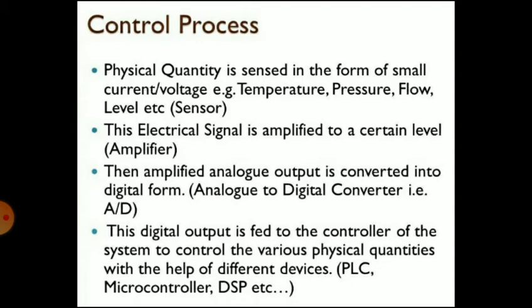This electrical signal is amplified to a certain level by an amplifier. Then the amplified analog output is converted into digital form. That is done with the help of an analog to digital converter, that is A to D converter. This digital output is fed to the controller of the system to control the various physical quantities with the help of different devices. These devices are PLC, that is programmable logic controller, then microcontrollers, DSP, etc.